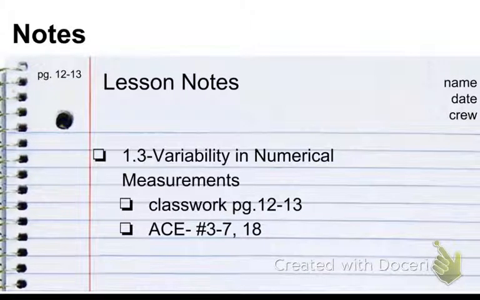Okay. Your homework for today is lesson 1.3, variability in numerical measurements. It's on pages 12 through 13, and then you'll do the ACE problems 3 through 7 and 18. Have fun.